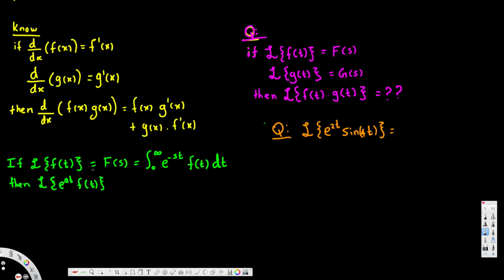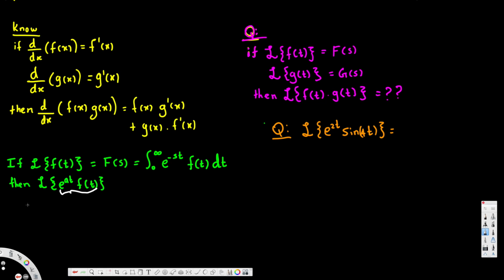In the translation theorem, previously we learned that if you have a Laplace of f of t, that's equivalent to F of s, that's equivalent to an improper integral from 0 to infinity of e power negative st f of t dt. Here we are going to see how we can find the Laplace of e power at f of t. If we have two functions together, how can we do that? To do this, we can think of this whole thing together as f of t. Instead of this f of t, we replace it with this.